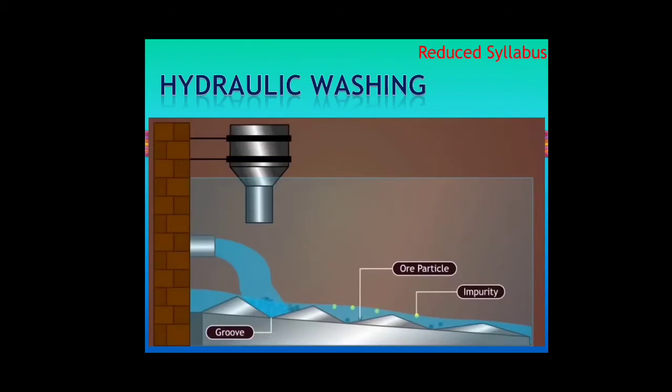One of the steps for concentration of ore is hydraulic washing. So what happens in hydraulic washing? If the ore particles are heavy, they are made to pass through a groove on a belt. The heavier particles of ore get stuck onto the grooves, and the impurities, which are lighter, flow away. This is how the ore is concentrated by hydraulic washing.